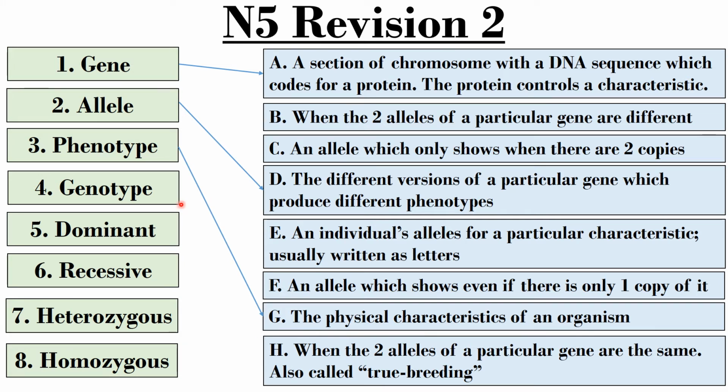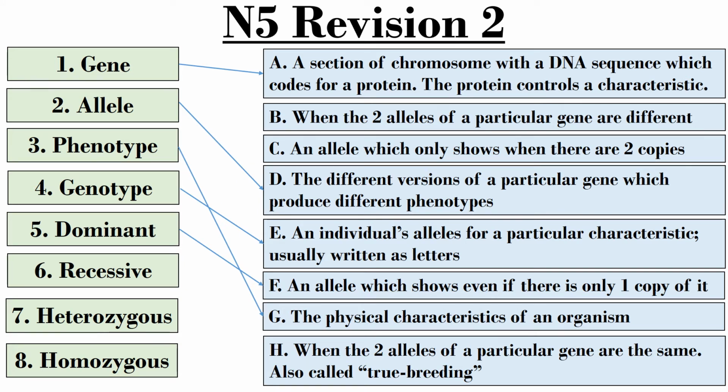Genotype, number 4, is the letters. You usually write it as letters, so the letters for an individual's alleles for a particular characteristic. And then dominant, so that is an allele which shows if there's only 1 copy of it. So you get 1 allele from your mum, 1 allele from your dad. If you had, say, the brown allele for brown eyes from your dad, and you had the blue eyes allele from your mum, you would have the phenotype brown eyes. So the brown eyes is dominant.